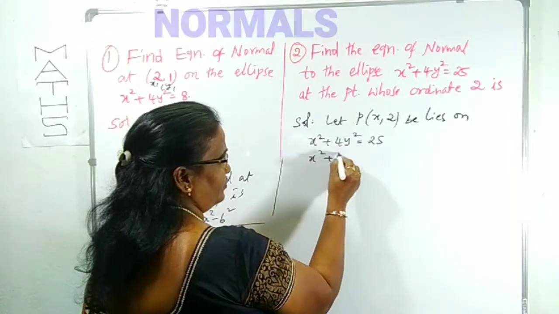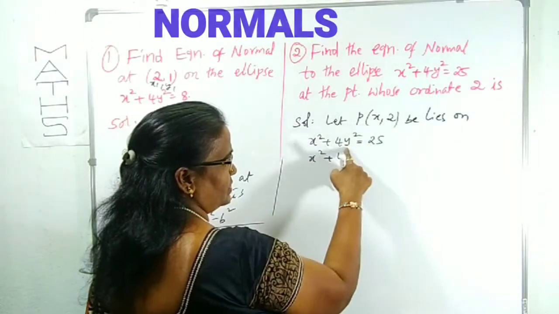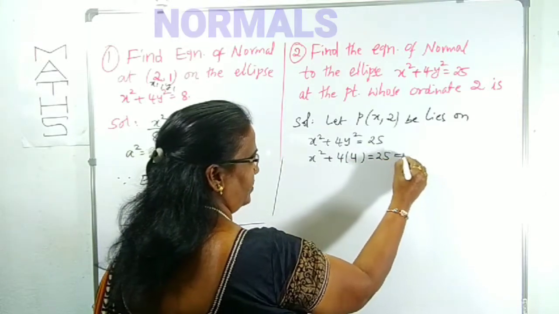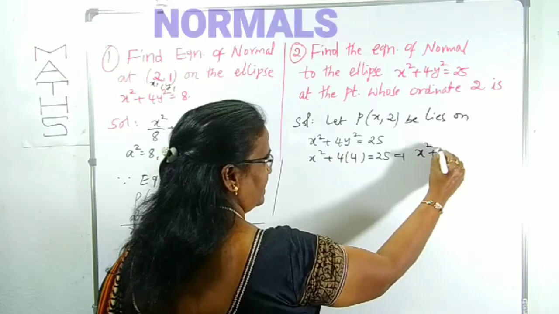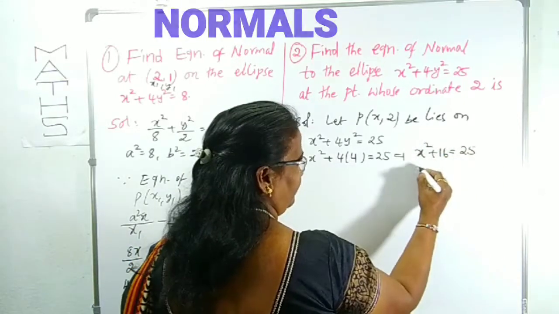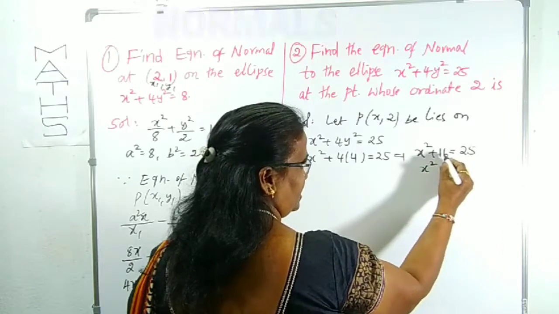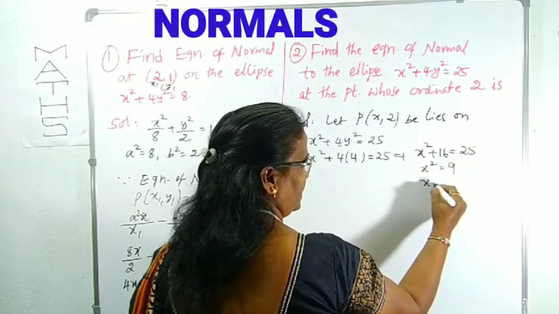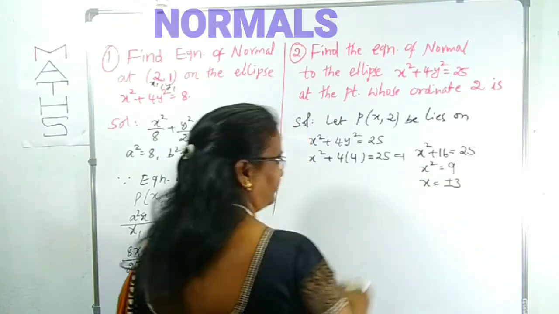x square plus 4 into 2 square, which is 4, equals 25. Now x square plus 16 equals 25. From this, x square equals 25 minus 16, which is 9. Therefore x equals plus or minus 3.